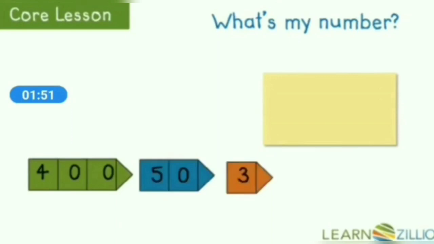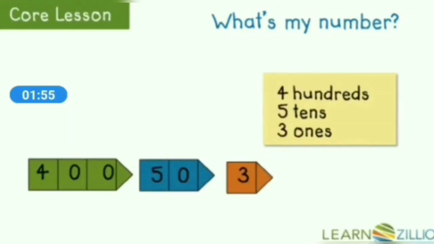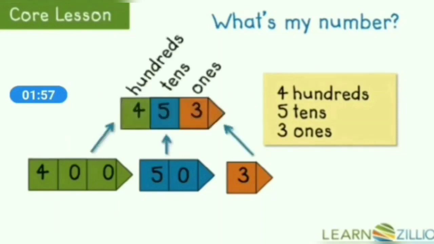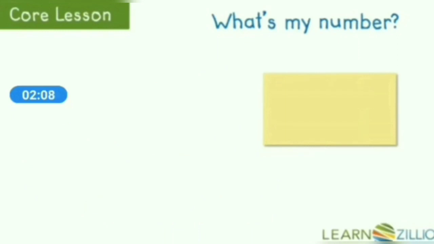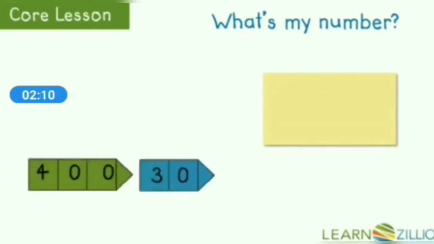What's my number? 453. 400, 5 tens, 3 ones. By combining it together, we will get the standard form of the number, that is 453. Because 4 is on the 100 place, 5 is on the tens place, 3 is on the ones place.